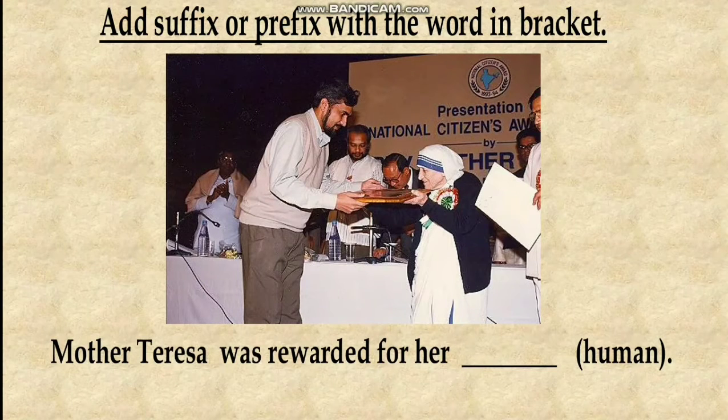Look at this picture. Mother Teresa was rewarded for her human. The sentence is incorrect. We can correct it by adding a suffix or prefix. As the word her is the possessive case of a pronoun, we know that after the possessive case of a pronoun, we must use a noun form. So the noun form of human is humanity. So we can add ity as a suffix to correct the sentence.